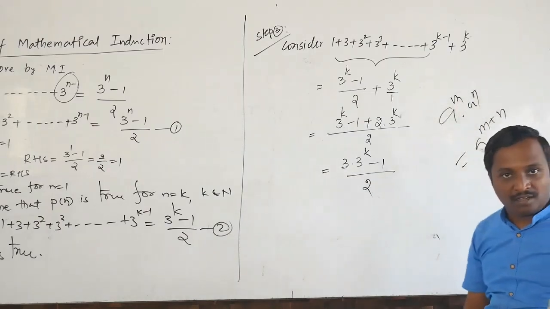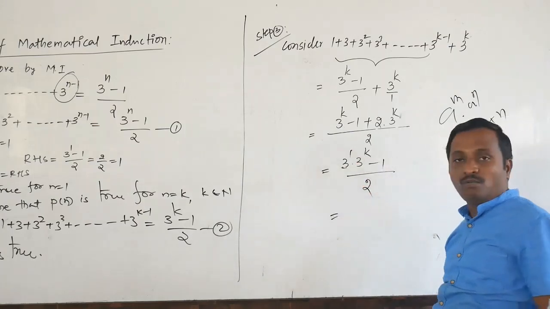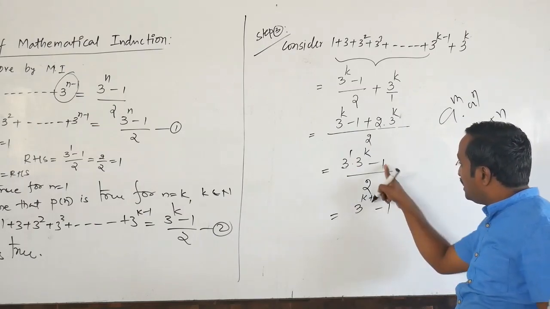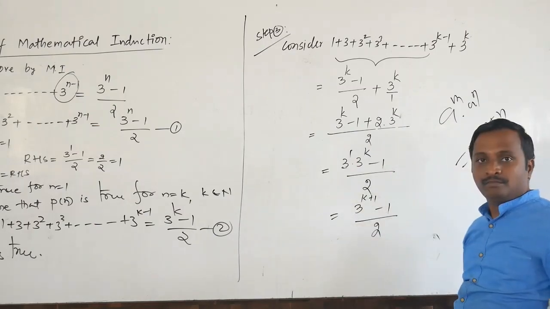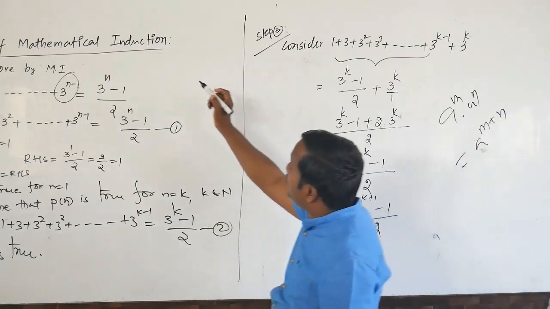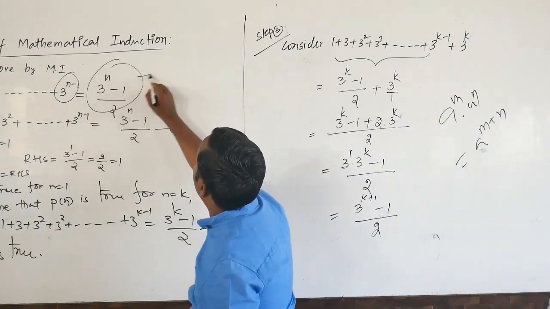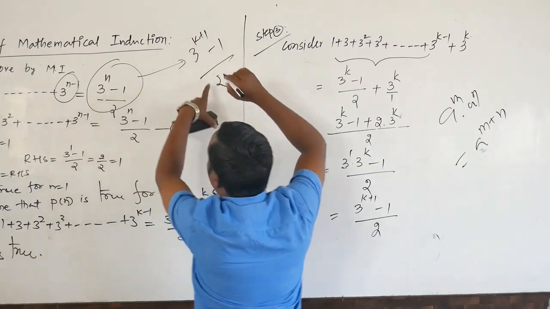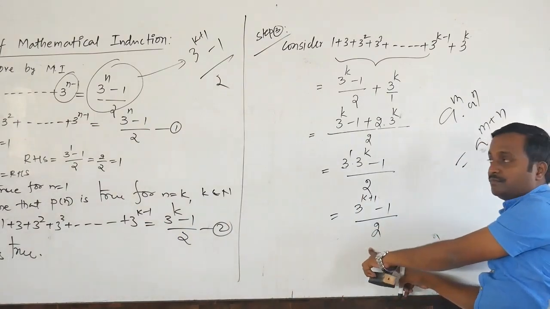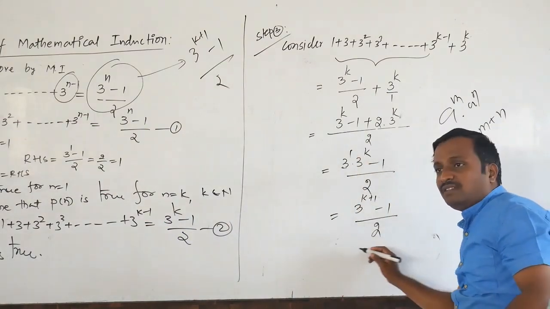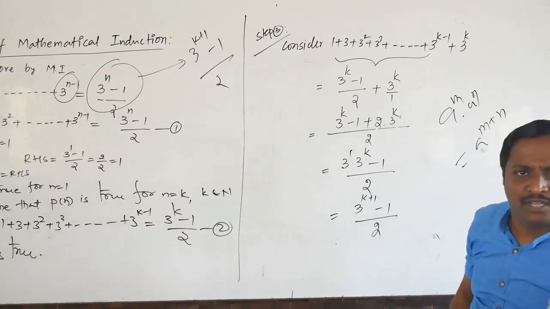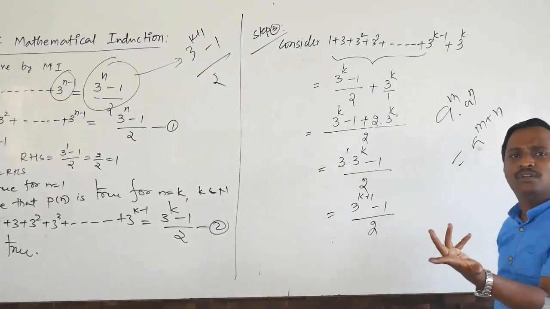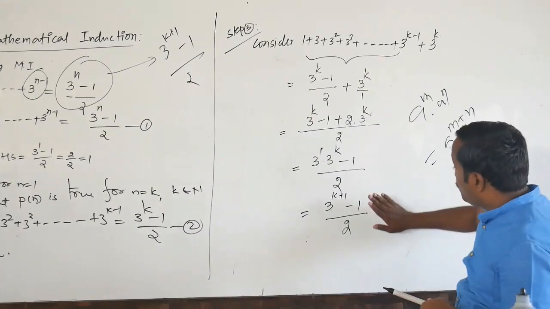So add the powers: 3 raised to 1 plus k, or k plus 1, minus 1 by 2. What did we have to prove? Where n was there, we needed k plus 1: 3 raised to k plus 1 minus 1 by 2. Yes, that is what we needed. So, therefore, p of n is true for n equal to k plus 1 also, hence it is true for all natural numbers. So I hope you got the idea.